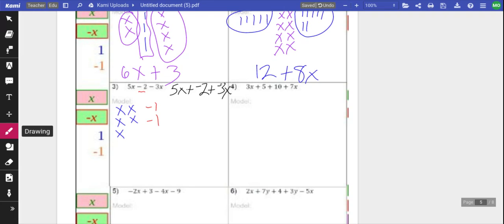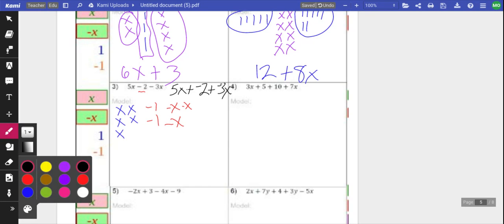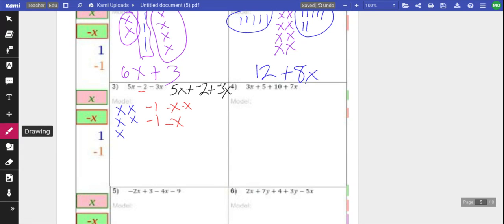Okay, right now because I'm taking away 3 more x's, 1, 2, 3, with the little negatives, that means I have some zero pairs. Remember doing that when we were modeling with chips? We have zero pairs. So I am going to go through, and for every negative x and positive x, they cancel each other out.